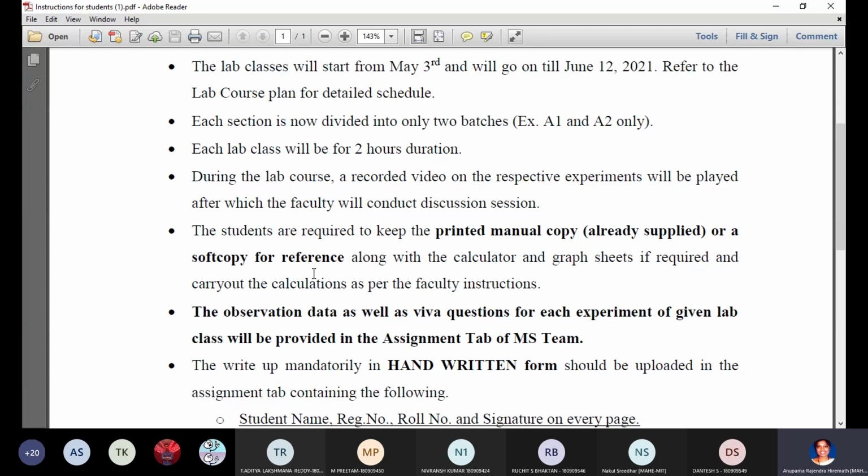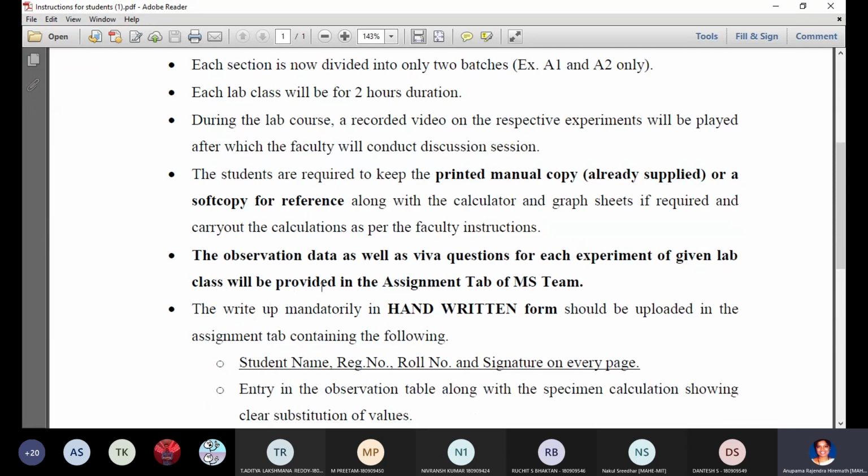But in case, due to the prevailing lockdown situation, you are not able to have a hard copy, you can use the soft copy for reference. And if you're using the soft copy, you're supposed to write down everything manually on paper while submitting your assignments. The observation data as well as viva questions for each experiment of the given lab class will be provided in the assignment tab of MS Teams.